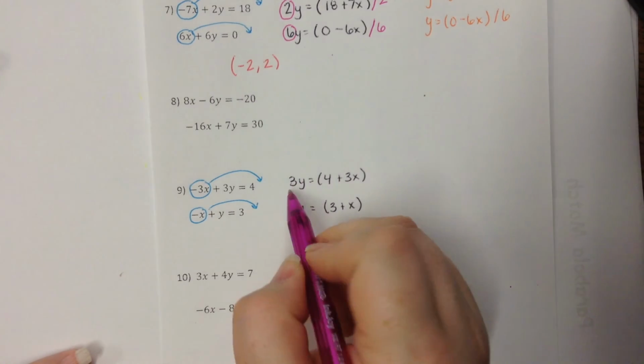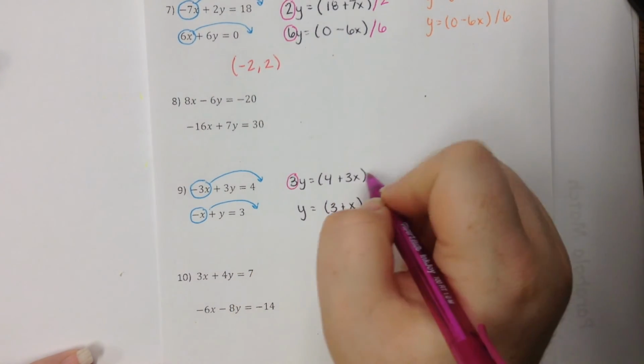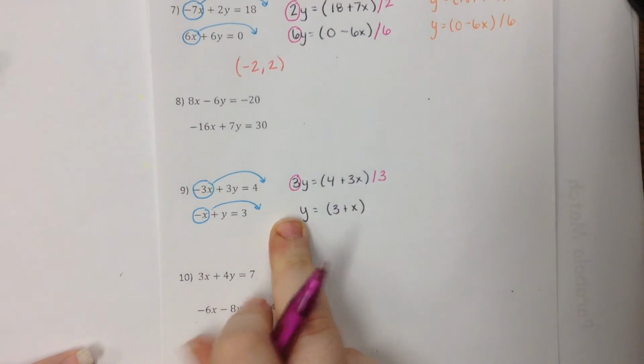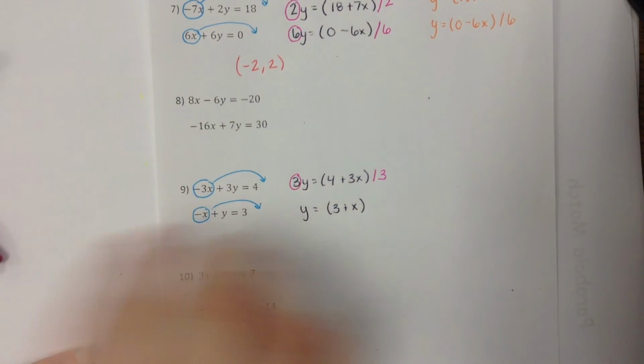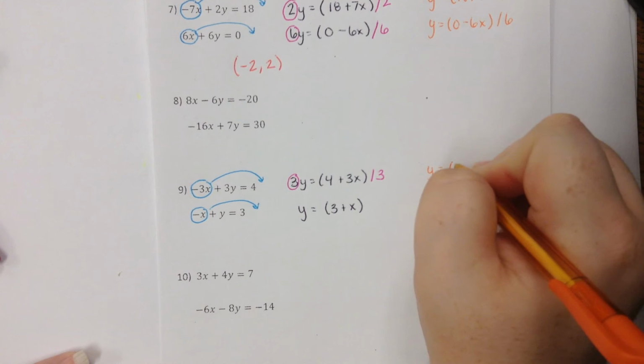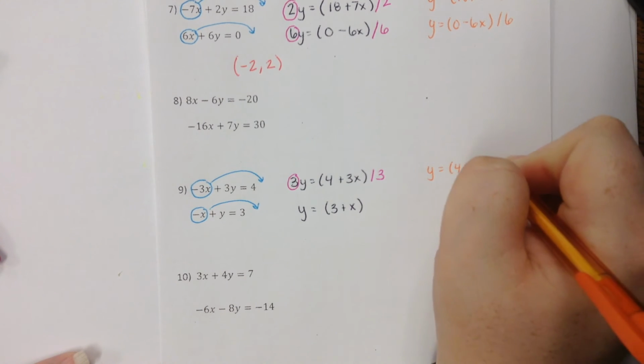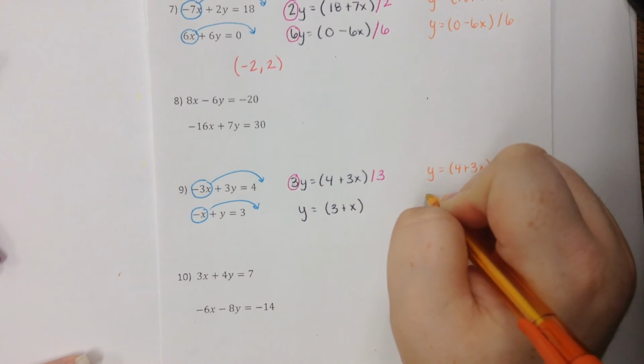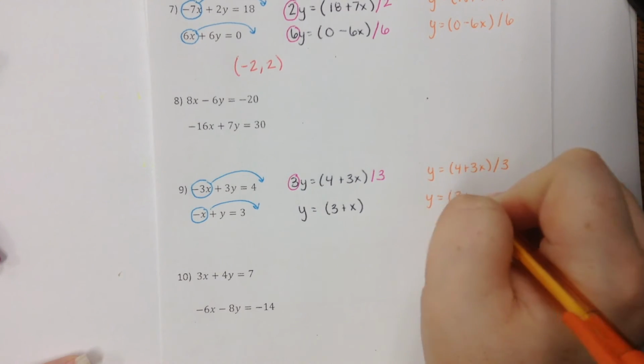On this first equation, I still have a 3 connected to the y, so I know I'm going to divide by 3. On the second one, I don't have anything connected, so this will be my equation. So I will have y equals parentheses 4 plus 3x, parentheses divided by 3. And the second one will be y equals parentheses 3 plus x.